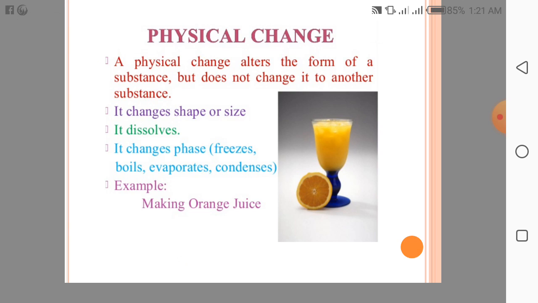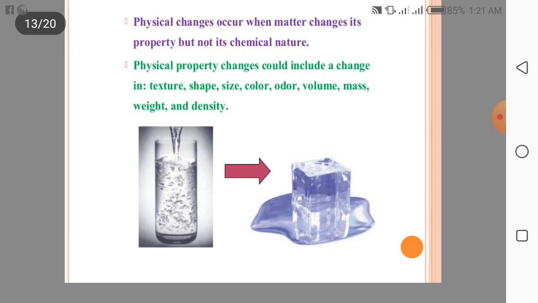Here is an example, making orange juice. When we squeeze the orange, it will remain orange juice. It does not convert into another form, for example into milk or into water. It always remains orange juice. Physical changes occur when the matter changes its property but not its chemical nature. Physical change is a temporary change and it is a reversible change. Reversible change means that it can go back into its original form.